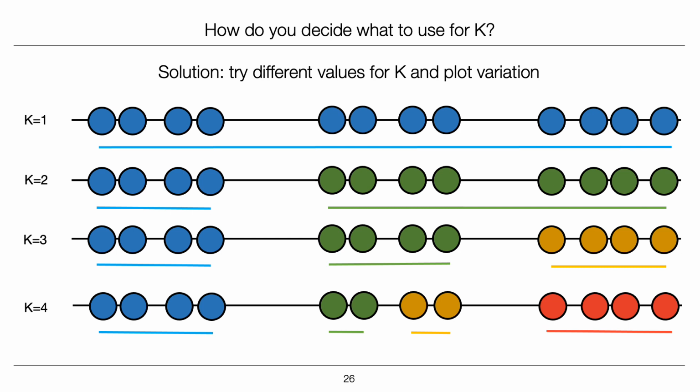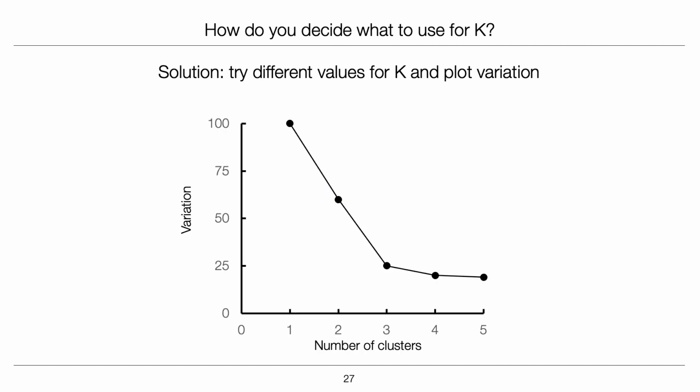Well, you may ask, how do you decide what is the most appropriate value for k? The solution is actually to try different values of k. In this example, we're trying k equals 1, k equals 2, k equals 3, k equals 4. For each k, we can plot the total variation on this two-dimensional graph.